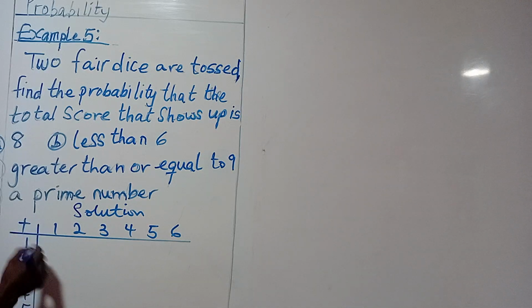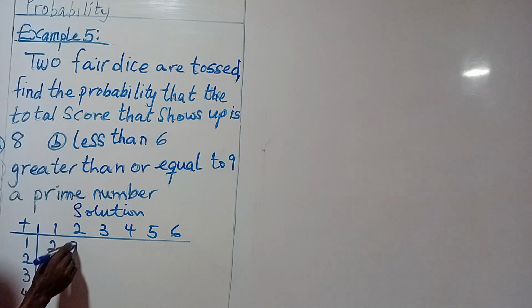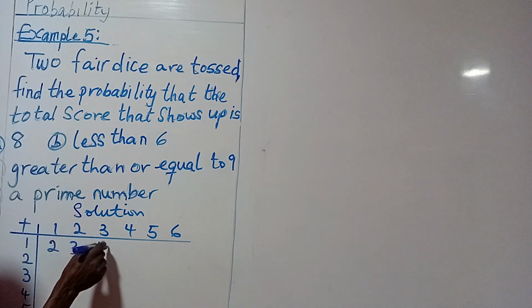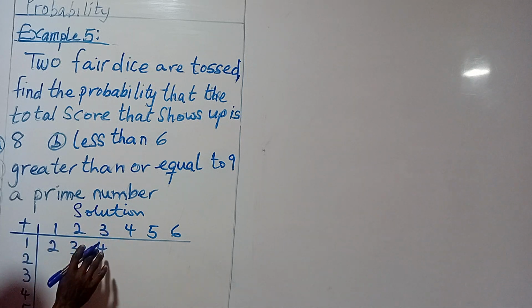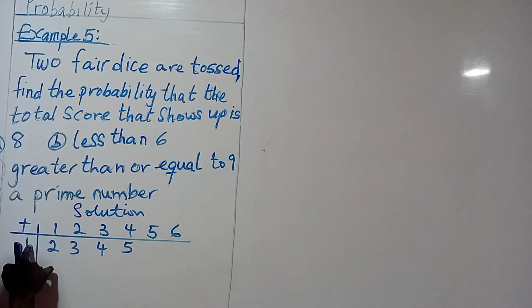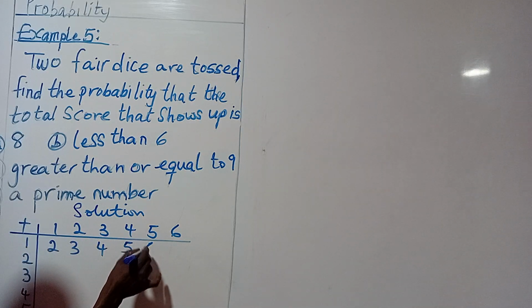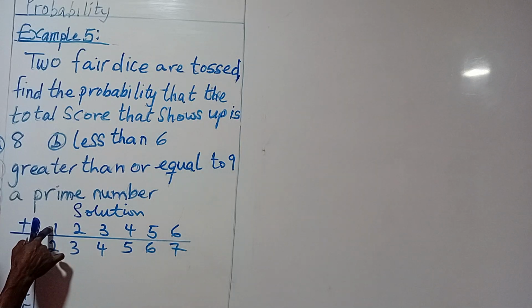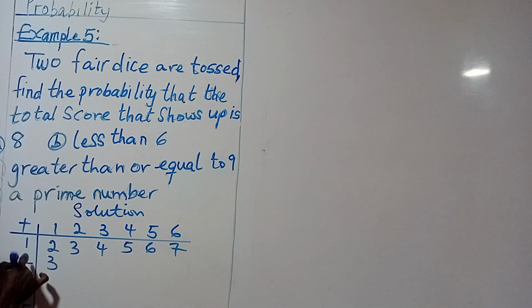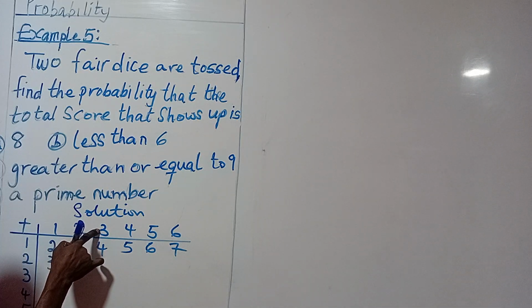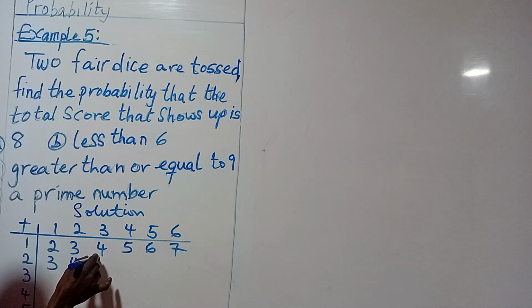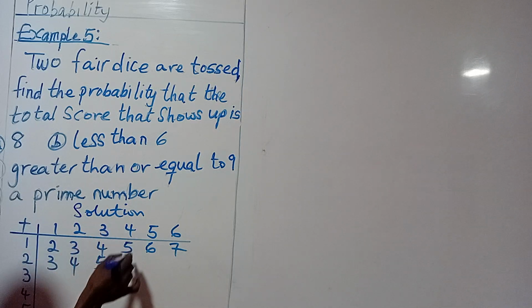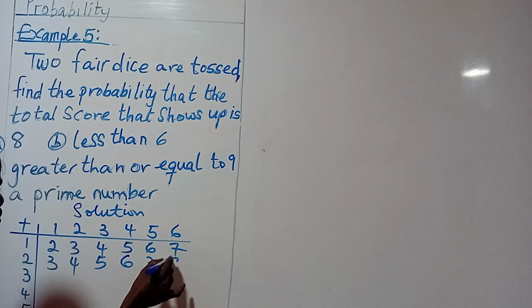So 1 plus 1 will give you 2. 1 plus 2 will give you 3. 1 plus 3 will give you 4. 1 plus 4 will give you 5. 1 plus 5 will give you 6. 1 plus 6 will give you 7. Then 2 plus 1 will give you 3. 2 plus 2 will give you 4. 2 plus 3 will give you 5, then 6, 7, 8.